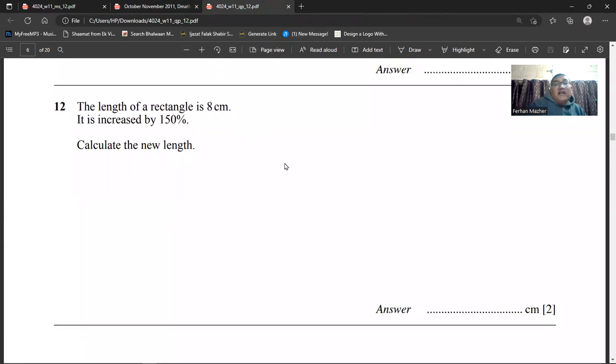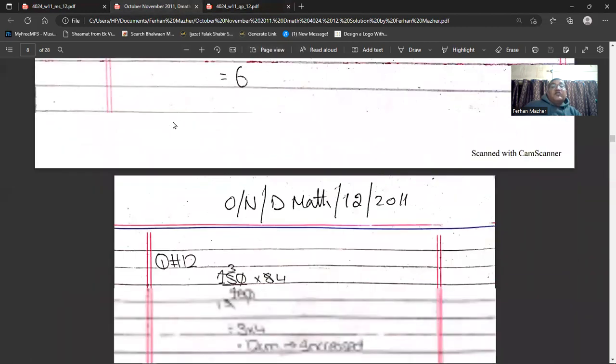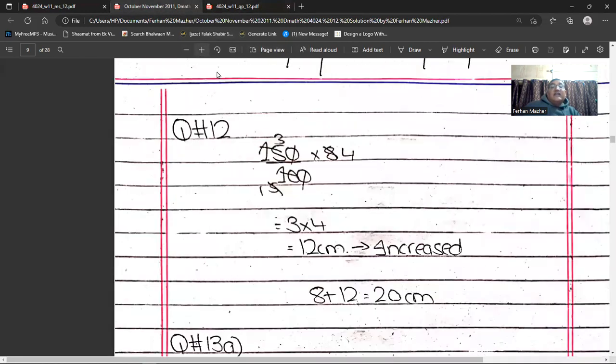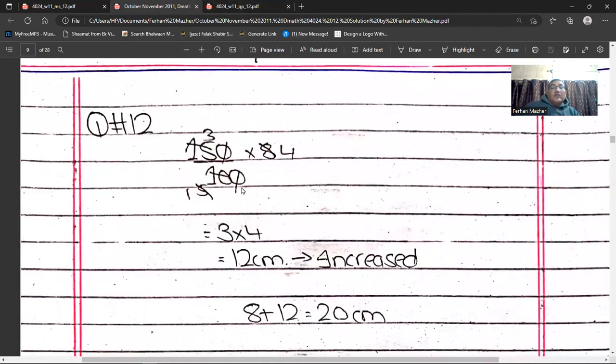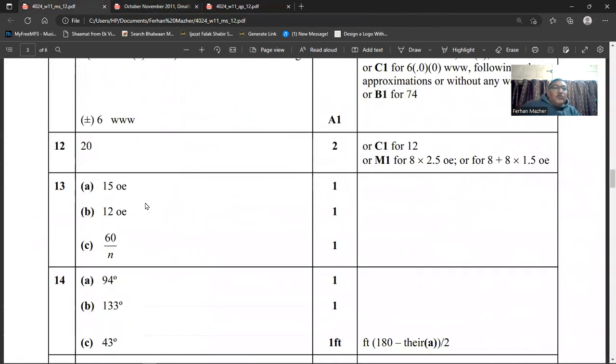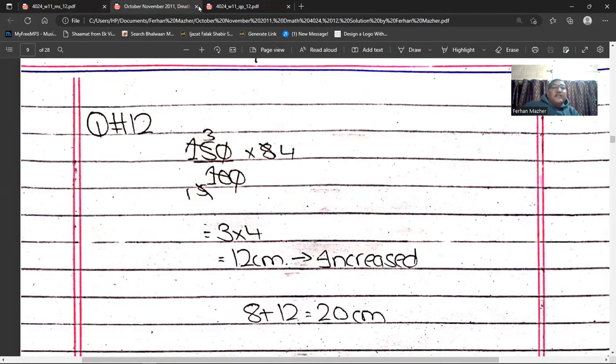The length of a rectangle is 8 centimeter. It is increased by 150%. Calculate the new length. Okay. So first of all, I will have to find out what is the 150% of 8, and then I will add that to the length. So 150% of 8 will be 12 centimeters. So the new length will be 8 plus 12, and that will be 20 centimeter. So 20 centimeter is the right answer, sir.